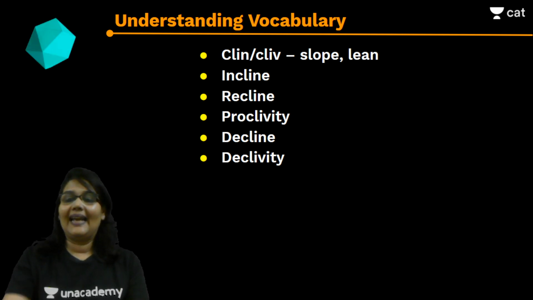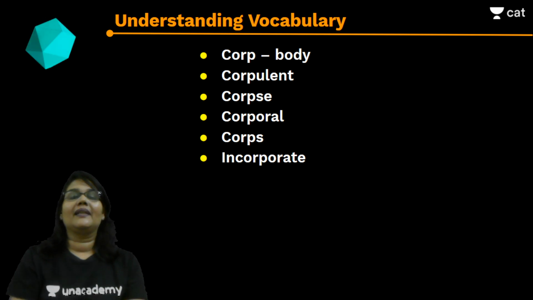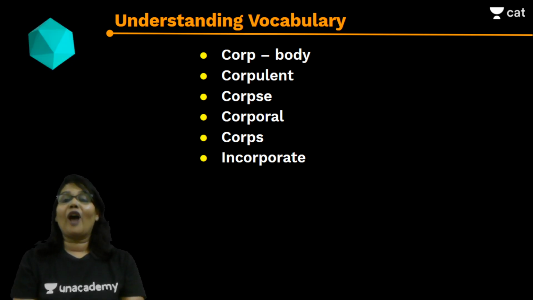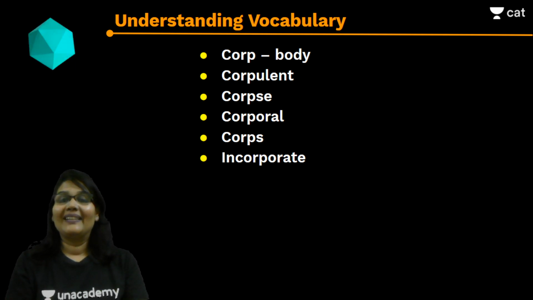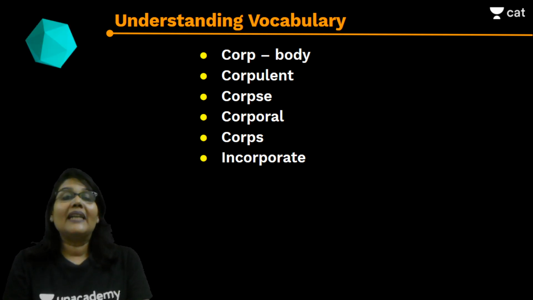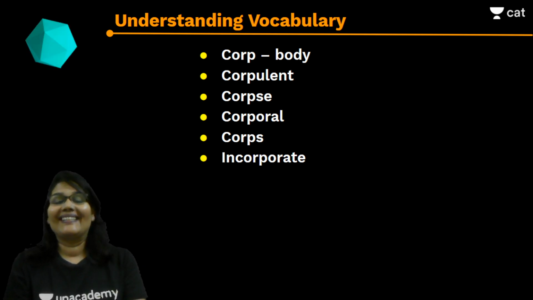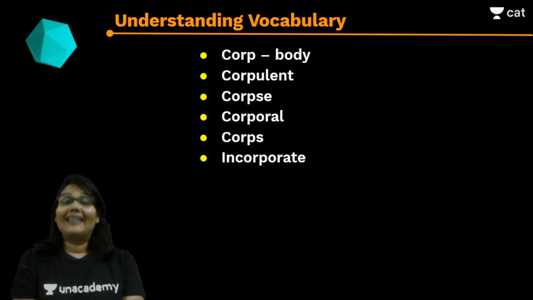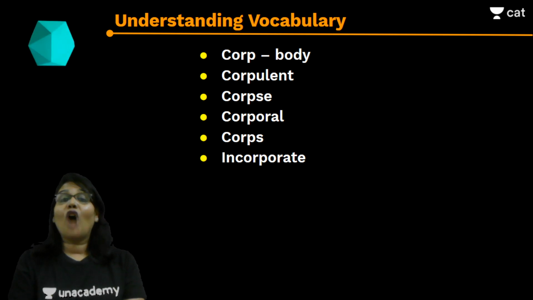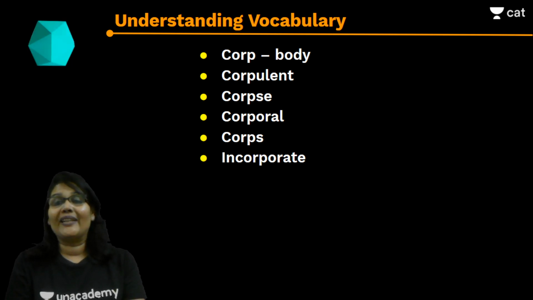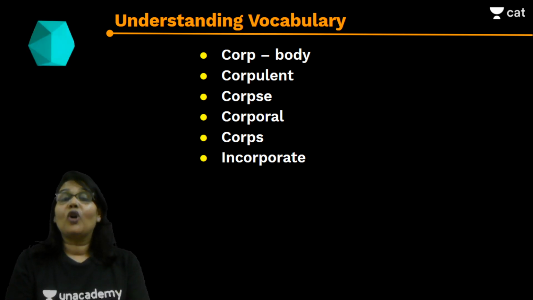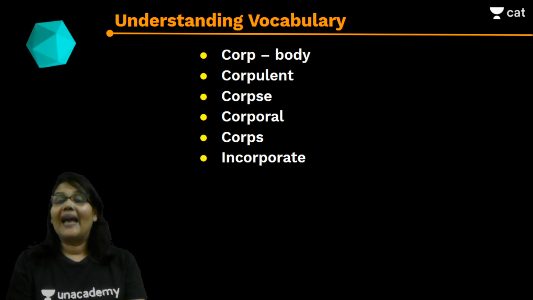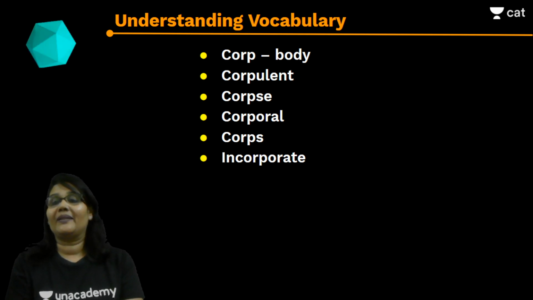Okay guys, let's move on to the next word. CORP, C-O-R-P. CORP means body, right? Now, what are the words you can derive out of it? Corpulent. Corpulent means fat. Okay, related to body. Then the next word is corpse. Corpse means a dead body, right? Then you have another word, corporal. Corporal means physical. Guys, corporal punishments you hear of, right? Corporal punishment means physical punishment, right?